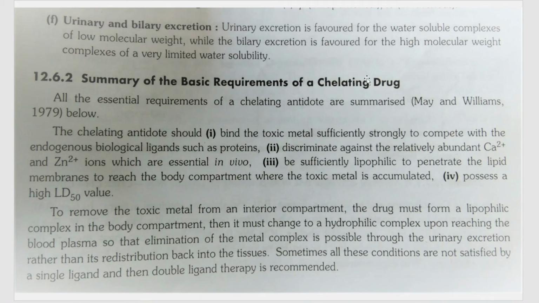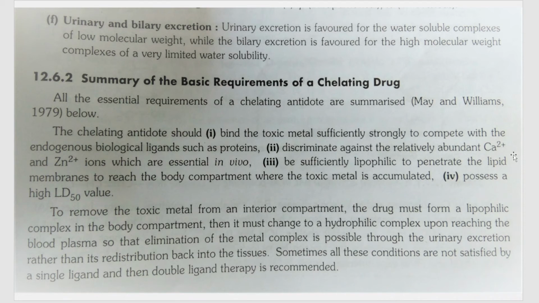So summarizing what we have studied so far, what are the basic requirements? In just one point, we will summarize. What are the basic requirements for a chelating drug? It's a very important question. One thing is, it should bind to the metal sufficiently strongly to compete with the endogenous biological ligands. So if that toxic metal is already bound to some particular protein or enzyme, this chelating drug should bind to this toxic metal very strongly so that this bond is broken and the toxic metal will not free itself again and go and bind to the protein. So that binding should be very strong.